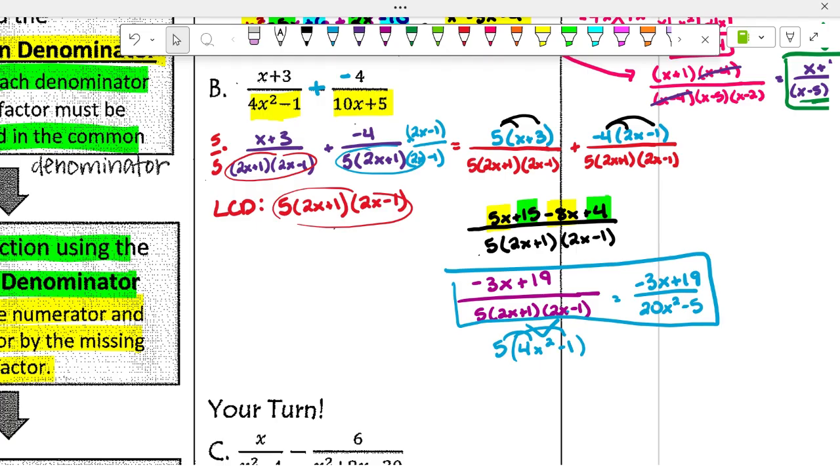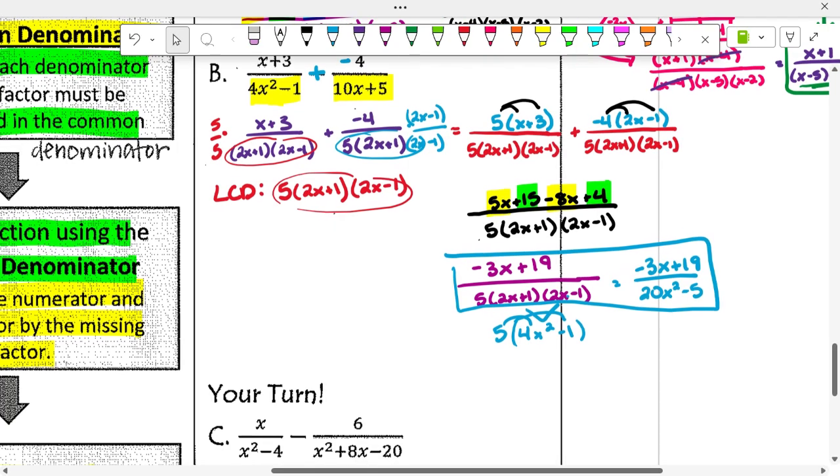Now you just have to look at the denominator for the LCD. What did you do? It's a difference of squares.